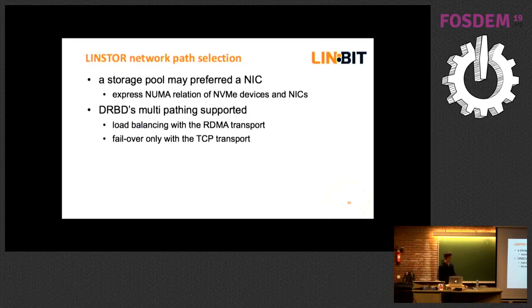It recently also supports DRBD's multipathing, and there are various possibilities to select a path for a resource. You can put a rule on the resource definition itself, or you could put it on the storage pool. So depending on which storage pool the resource uses, for example, the fast SSD storage pool, one of those storage pools might use a faster network than another storage pool that might be based on hard disks, for example.